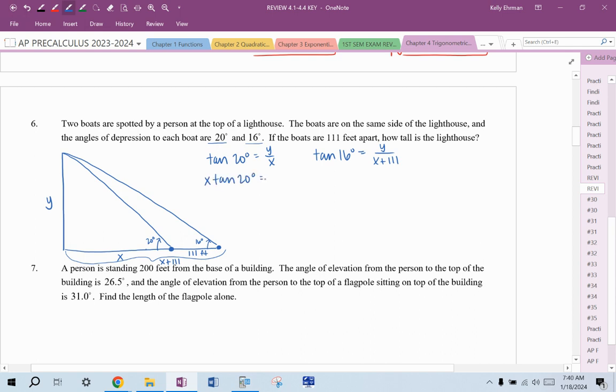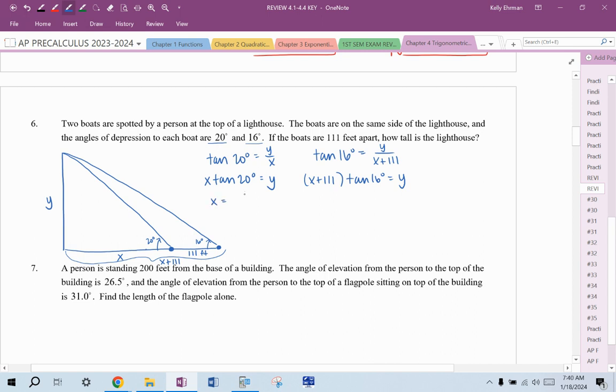x times tangent of 20 equals y. x plus 111 times tangent of 16 equals y. I could set these equal to each other at this point, but then the only variable will be x. So I'll be finding x, and I'll have to go back and solve for y. So instead, I'm going to keep rearranging.